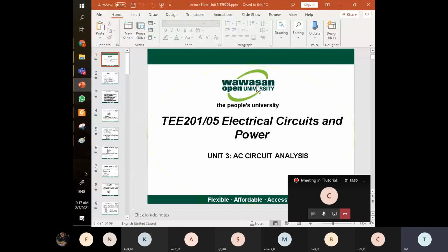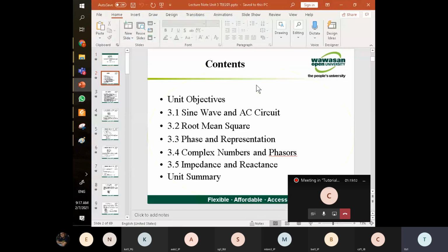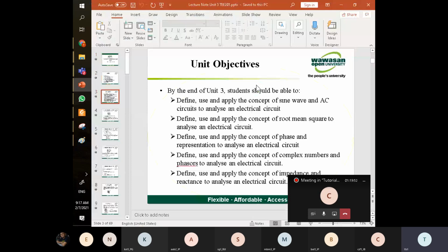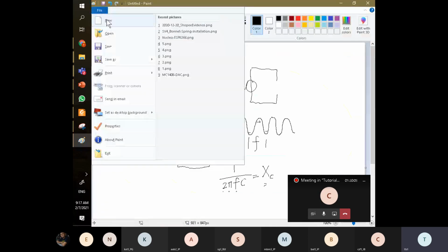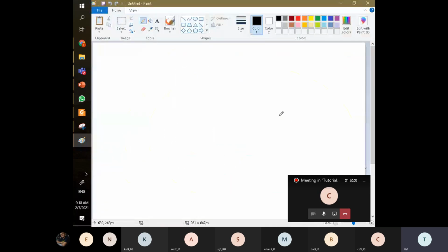You can look at this by yourself right now. Okay, and to describe this AC, I think you need to understand what a sine wave is. First, you need to understand what a sine wave is. Most of the time we will use a sine wave or cosine, but most of the time it's a sine wave. So let me do a bit of quick review.